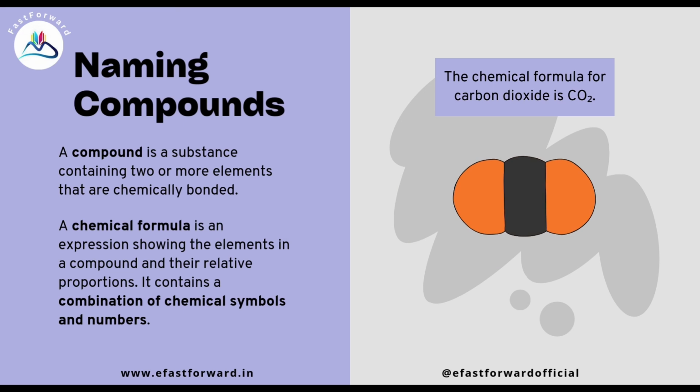Naming compounds. A compound is a substance containing two or more elements that are chemically bonded. A chemical formula is an expression showing the elements in a compound and their relative proportions. It contains a combination of chemical symbols and numbers. For example, the chemical formula for carbon dioxide is CO2.